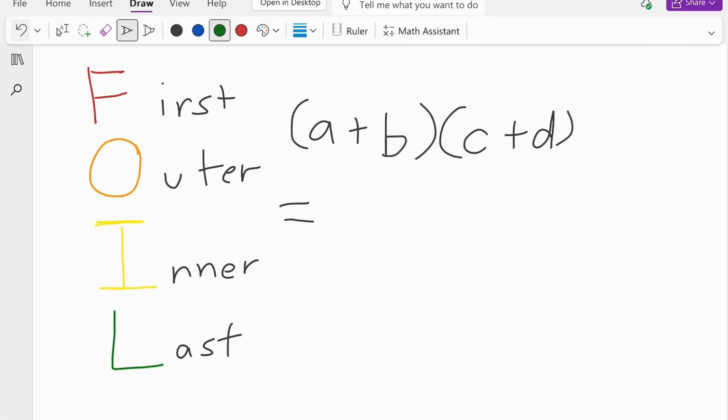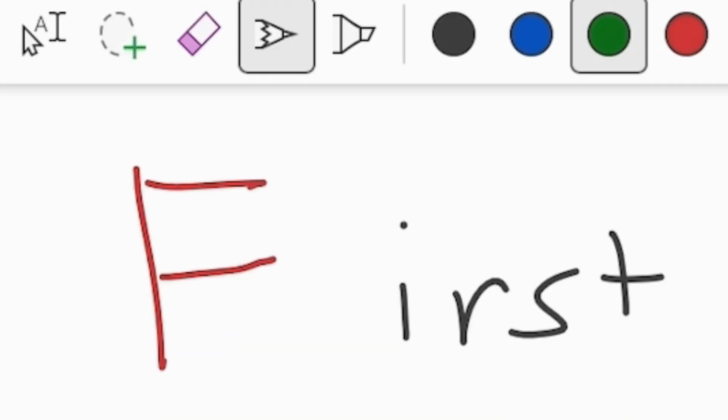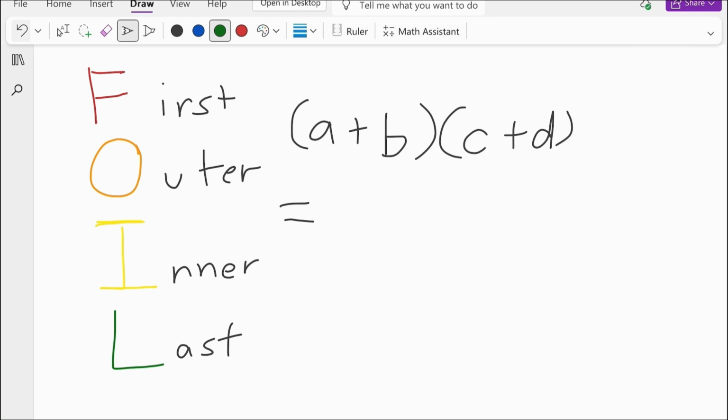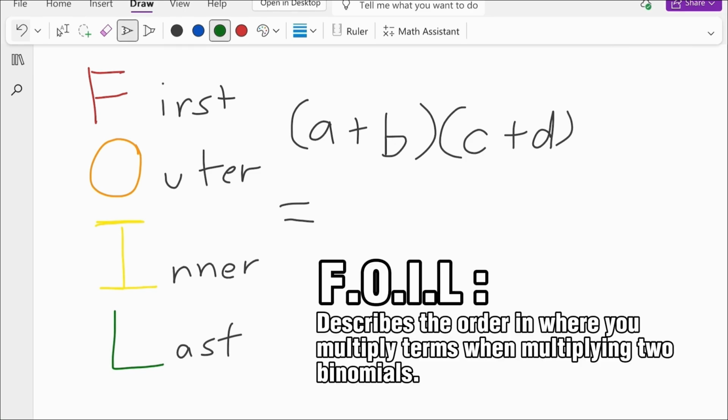Now, this is what you've been waiting for. What does FOIL mean? When I say FOIL, I don't mean the thing that you use to pack your lunch with. It's a strategy that helps people to do math. And it's an acronym which means first, outer, inner, last. And what this does is it tells you the order in which you multiply terms when you're multiplying two binomials.